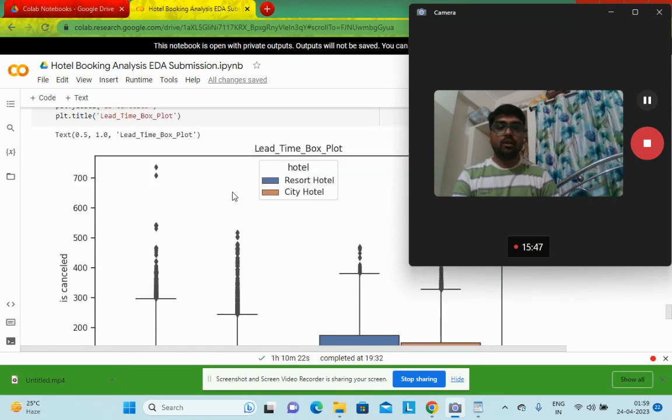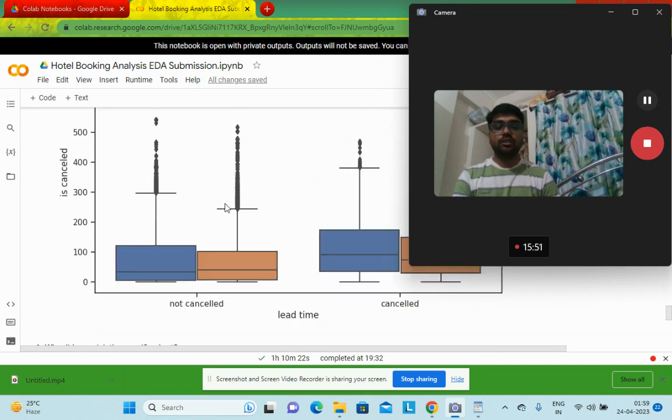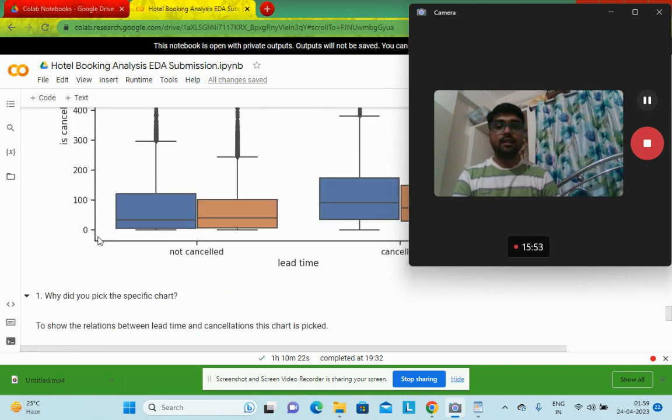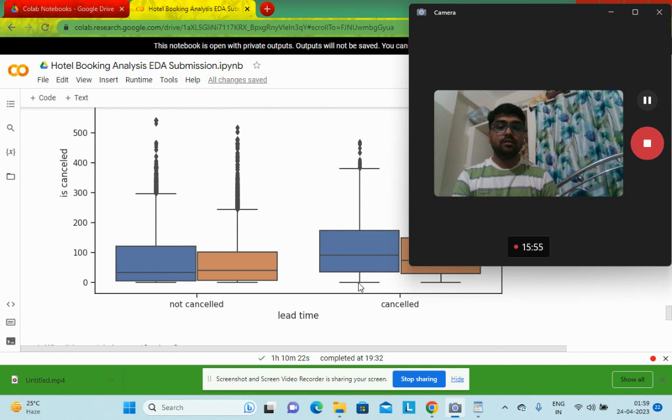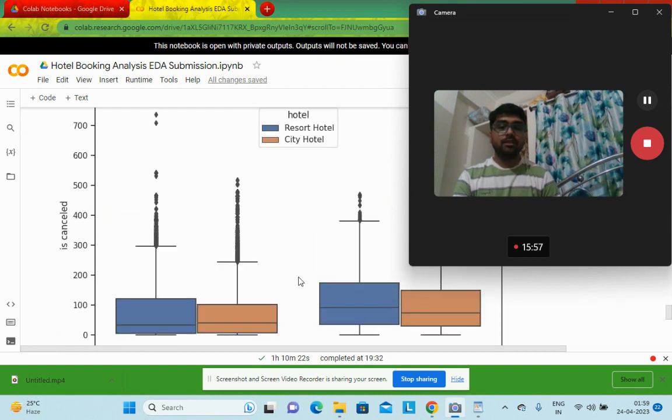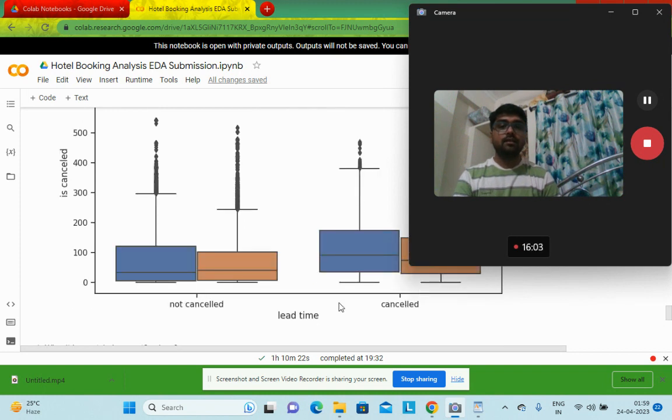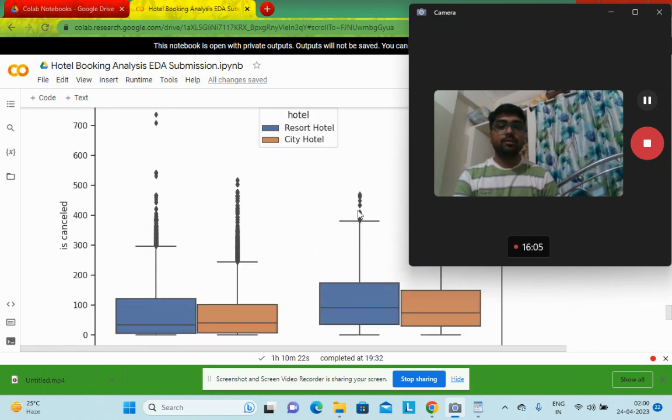Next is the box plot. It shows the relation between is cancelled and the lead time. And from this particular chart, we can say that when the lead time is higher, there is a high possibility of cancellation.